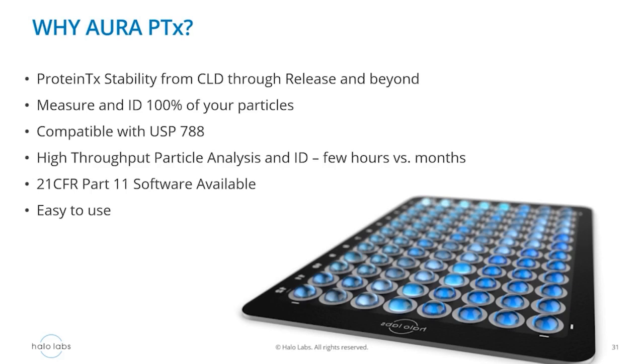It is compatible with USP 788. You get to save time, a lot of time actually. So it is a high throughput method. So instead of spending months running your samples, it takes just a few hours. And there is a 21 CFR Part 11 version of the software available. And finally, as you saw, it is very easy to use.